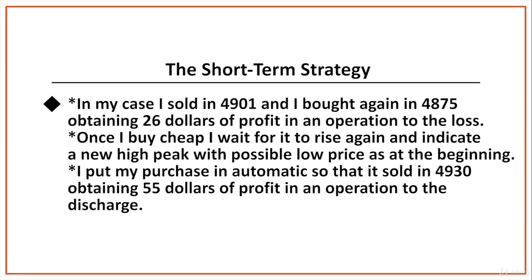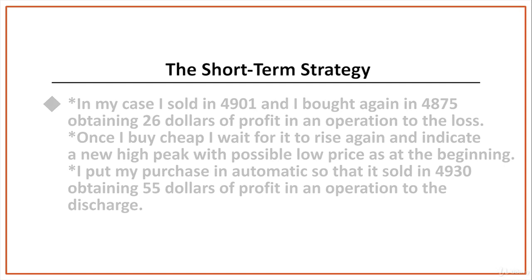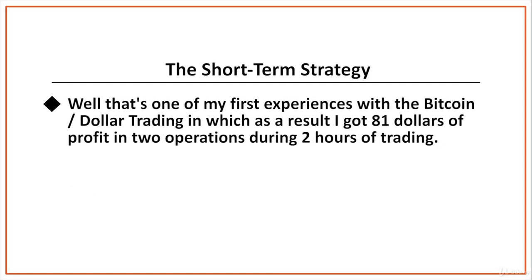In my case, I sold at 4,909 and I bought again at 4,875, obtaining $26 of profit in an operation to the downside. But once I bought cheap, I waited for it to rise again and indicate a new high peak with possible low prices as at the beginning. And I put my sale on automatic so that it sold at 49.90 and 49.30, obtaining $55 in profit in an operation to the upside. Well, that's one of my experiences with Bitcoin dollar trading, in which, as a result, I got $81 of profit in two operations during 2 hours of trading.